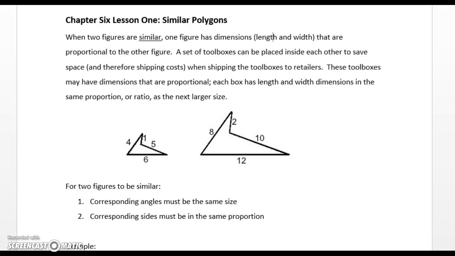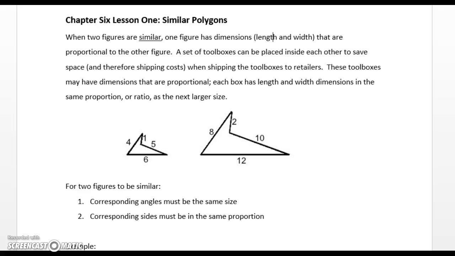the other figure. Say if you want an example of something in real life, a set of toolboxes can be placed inside each other to save space, and therefore would save you in shipping costs when shipping the toolboxes to retailers. So these toolboxes may have dimensions that are proportional, and each box has a length and a width dimensions in the same proportion or ratio as the next larger size.